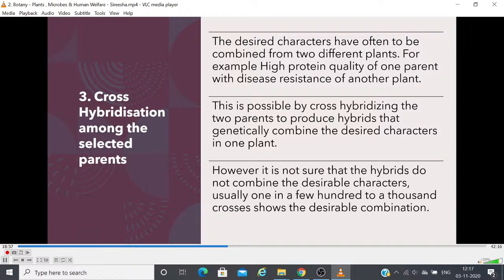And next, however, it is not sure that the hybrids will combine the desirable characters. Usually one in a few hundred to 1,000 crosses shows the desirable combination. It is not that easy a method. So many crosses should be done among these parents, and only at a ratio of about 1 among 100 can the plant have both the qualities which we are looking for. This is step number 3.